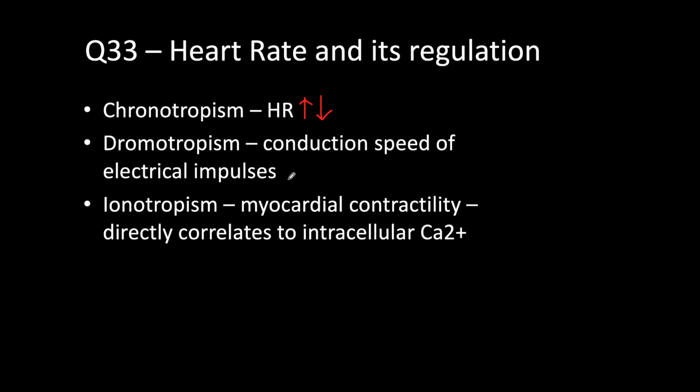And the sympathetic and parasympathetic nervous system also affect dromotropism as well as inotropism and chronotropism. Inotropism is myocardial contractility. It directly correlates with the intracellular calcium levels inside the cell. And usually the sympathetic nervous system causes a positive chronotropism, positive dromotropism, and positive inotropism, whereas the parasympathetic nervous system causes a negative chronotropism, negative dromotropism, and negative inotropism.